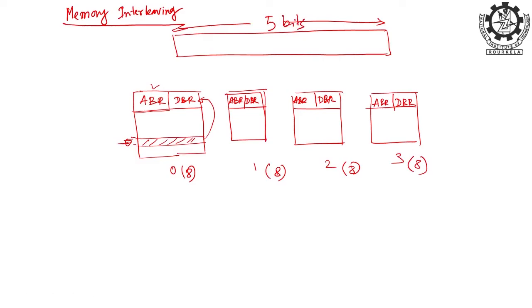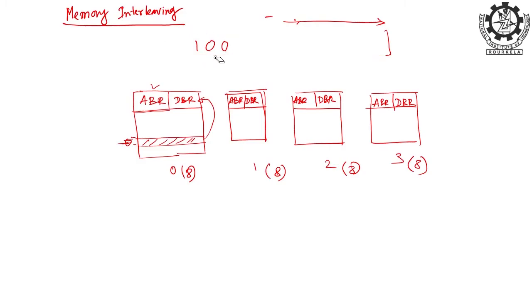So, these 5 bits will be divided into 2 parts. One will identify which memory module, and another one will identify the location within the memory module. Let us say you have a location like 1 0 0 1 0. So, first we have to identify which module.